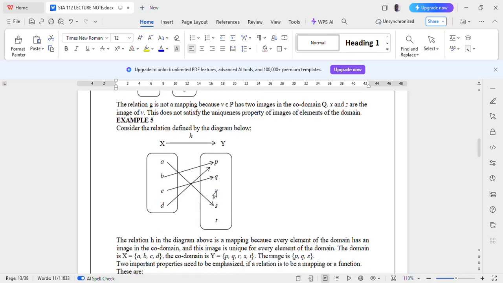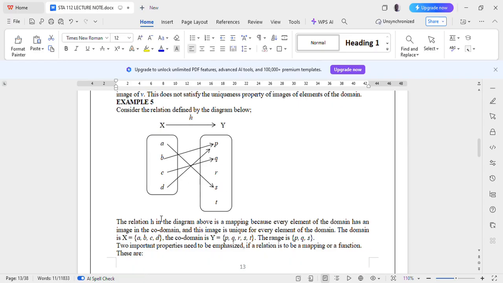Now let's look at the example again. Consider the relation. Look at this now. The image of A is P. The image of B is Q. The image of D is also P, and the image of this is what it is. So this is a mapping because every element of the domain has an image in the codomain, and the image is unique for every element of the domain.